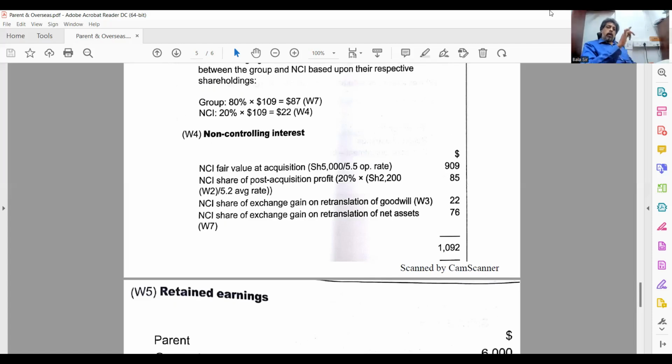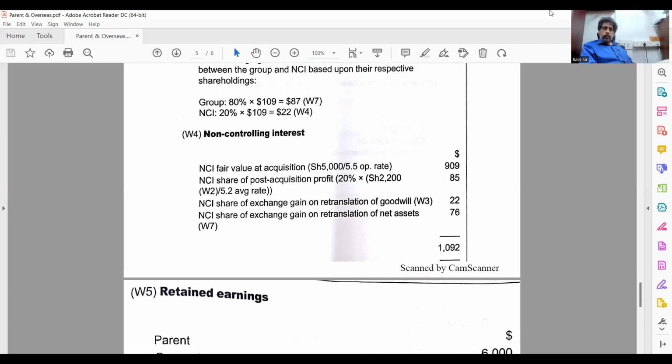And whatever number you get on that, apply 20% as the non-controlling interest share. How much do you get? $85. Then also add the NCI share of the exchange gain, the cancellation of goodwill, which is $109 into 20%, and that is 21.8, or round off to 22. Add up all the 3 numbers and that is the non-controlling interest to be shown in the balance sheet.